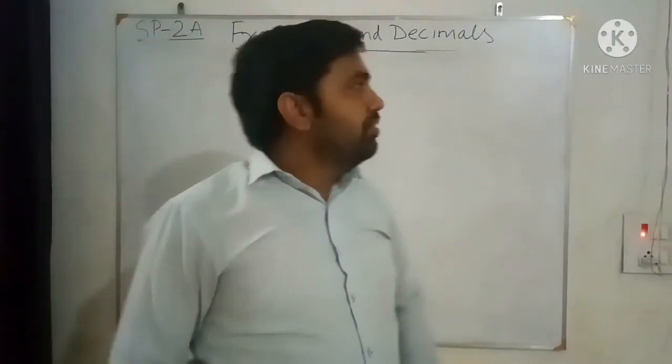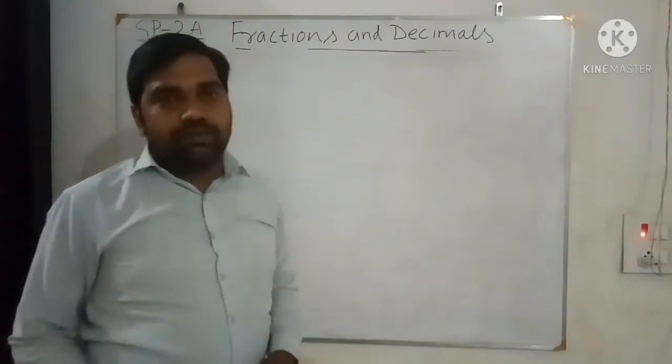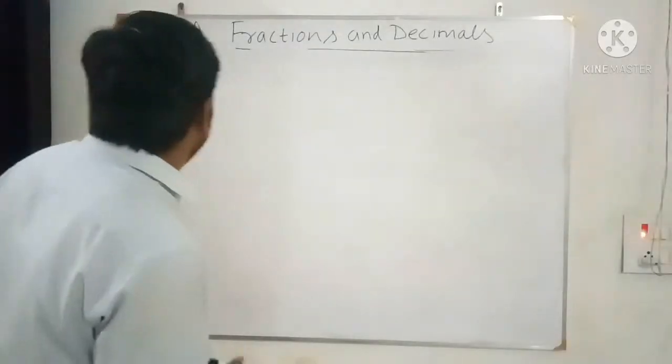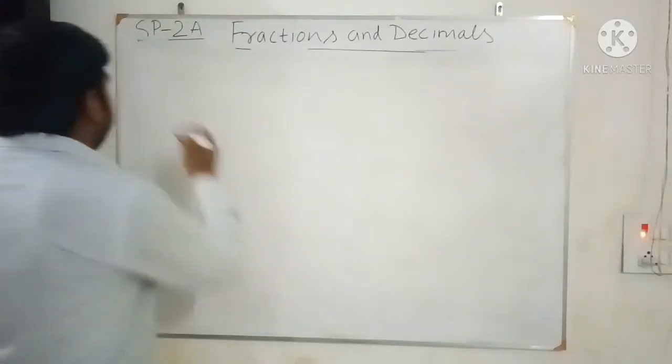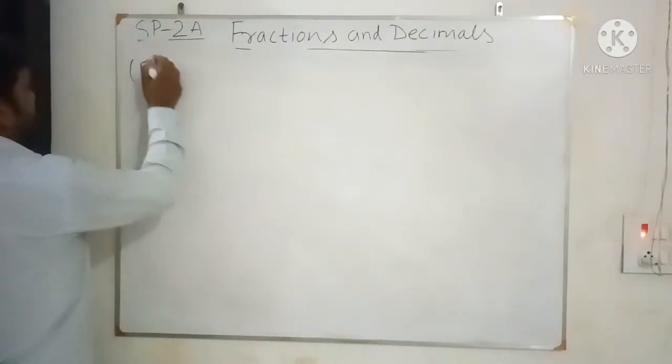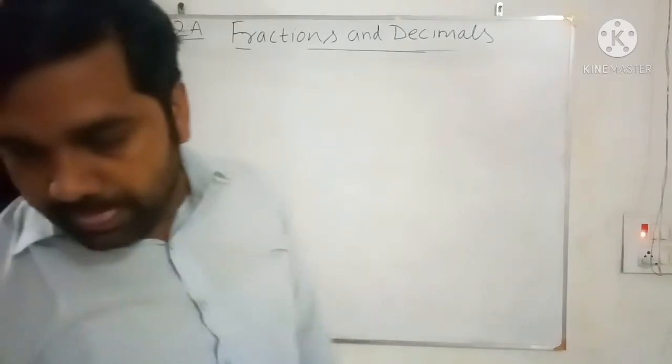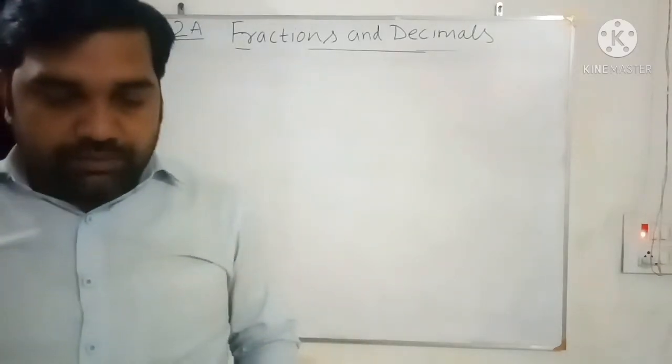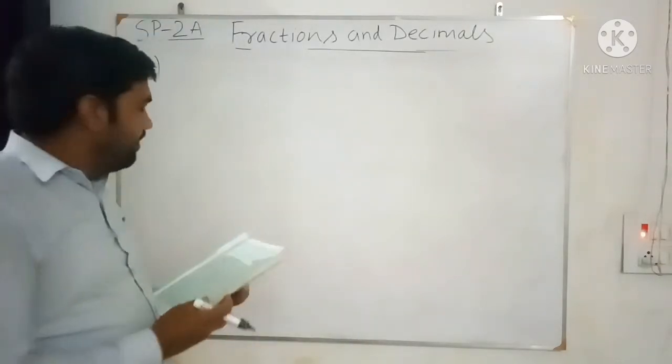So today we will continue self practice 2A. In the last class we have solved till question number 4. Now see question number 5. In this question we have to express each of the following mixed number as an improper fraction.